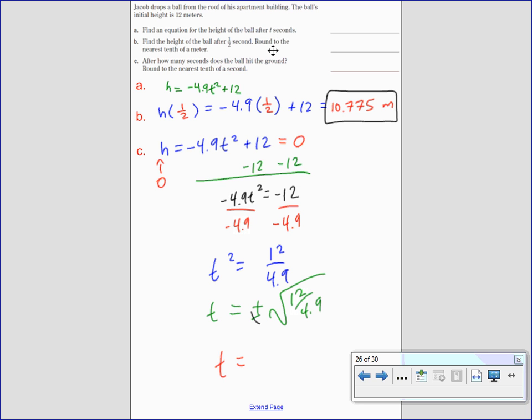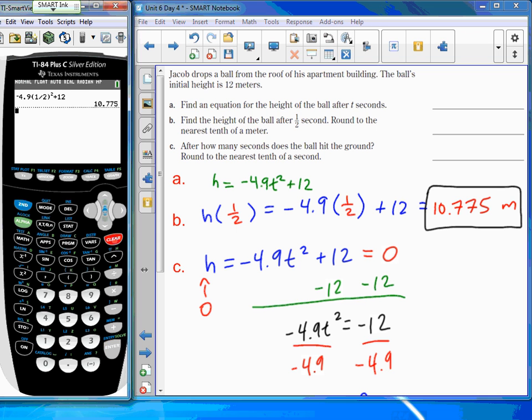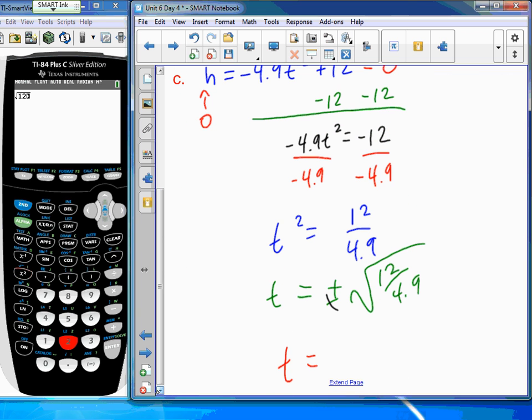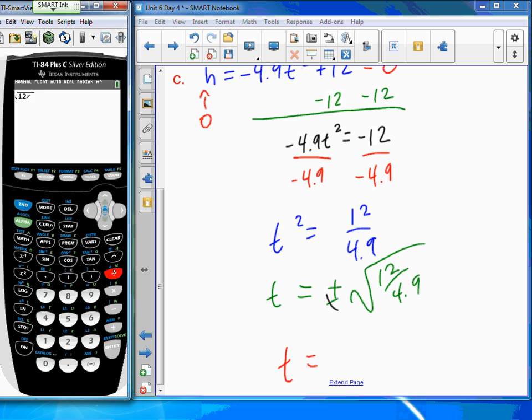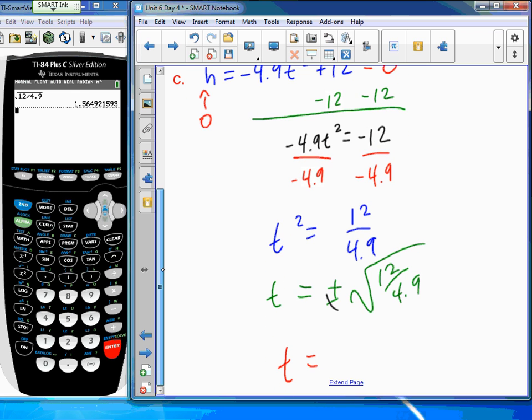Let's do it. Ready? The square root of 12 over 4.9. It looks like the ball hits the ground after, no, it only takes 1.564 seconds.